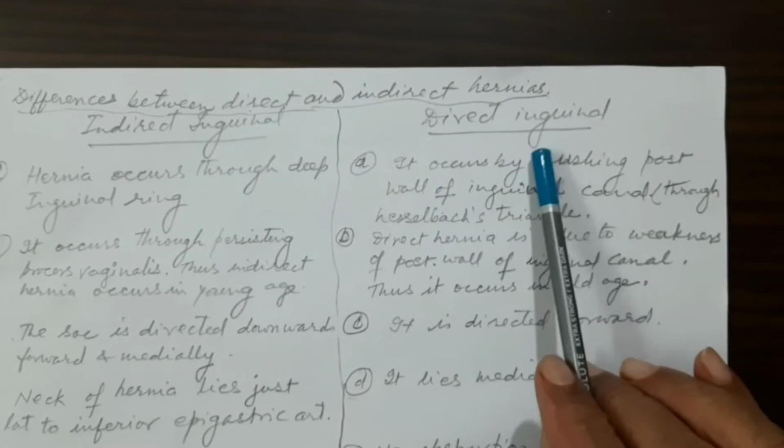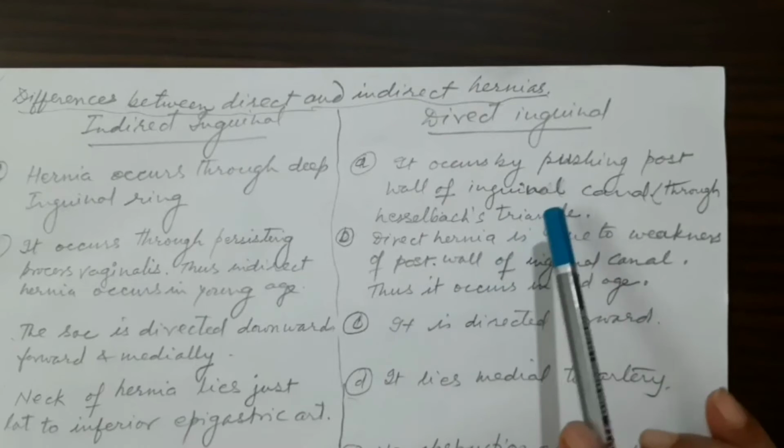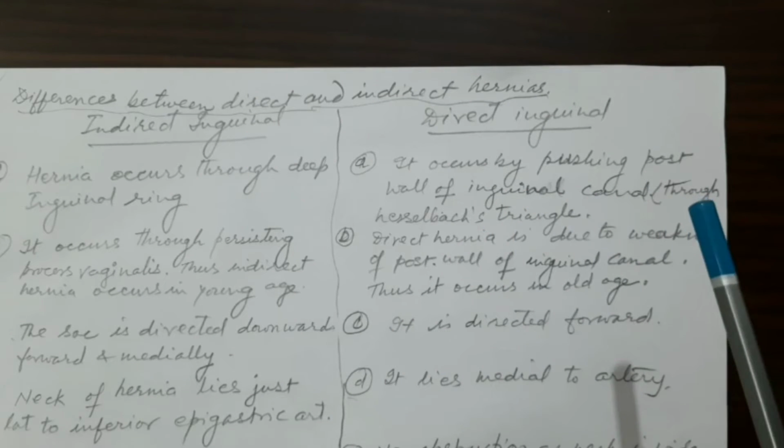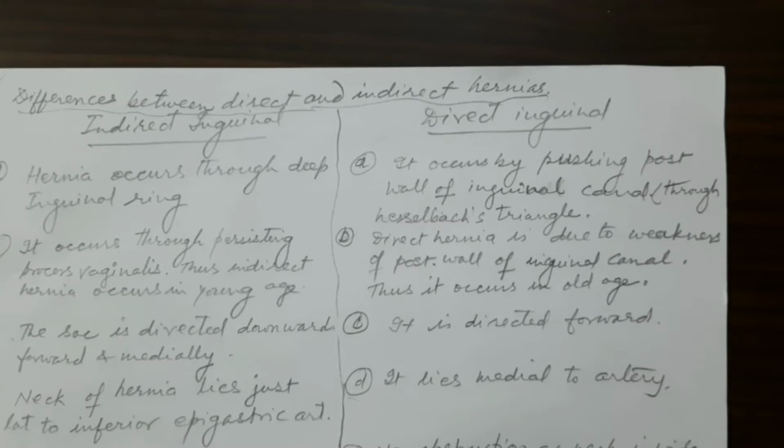Now, on the other hand, the direct inguinal hernia occurs by pushing the posterior wall of the inguinal canal. It just pushes the posterior wall. And how is the posterior wall of the inguinal canal formed?